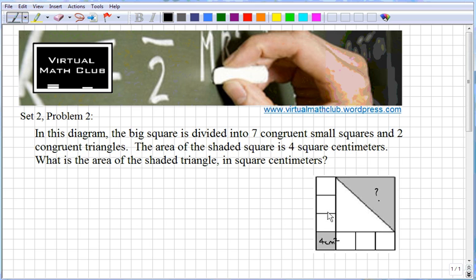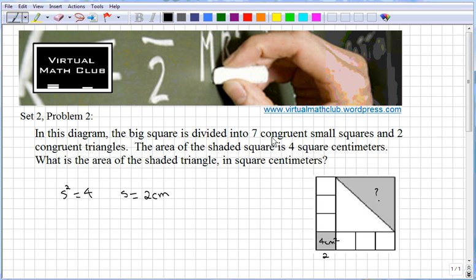Alright, so we know that this square is 4 square centimeters. So that means that the side squared of this is equal to 4, and then that means that the side length of that one square is 2 centimeters. Alright, so let's go ahead and note that on there. This is 2 centimeters.